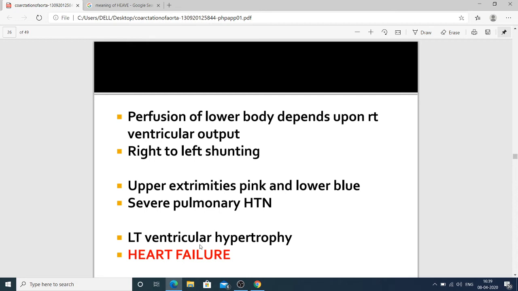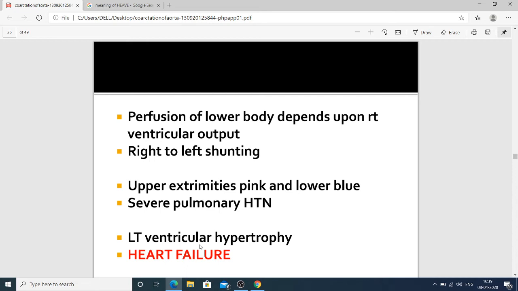Upper extremities pink and lower blue, because in the upper part of the body there is a good supply of blood as compared to the lower part. Then severe pulmonary hypertension, because the aorta pushes the blood back into the pulmonary artery.